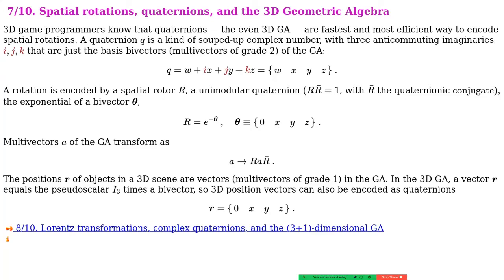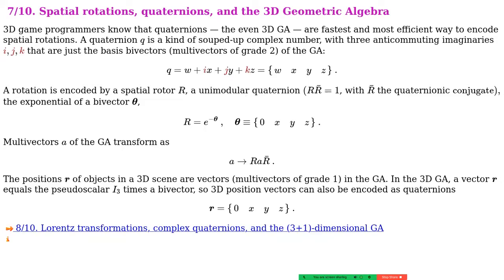Aficionados of the geometric algebra will know that quaternions are simply the even part of the three-dimensional geometric algebra. A quaternion, invented by William Rowan Hamilton in 1843, is a kind of souped-up complex number with three anti-commuting imaginaries, I, J, and K. It can be represented by a four-component object with W, the real part, and X, Y, and Z, the quaternionic imaginary parts.